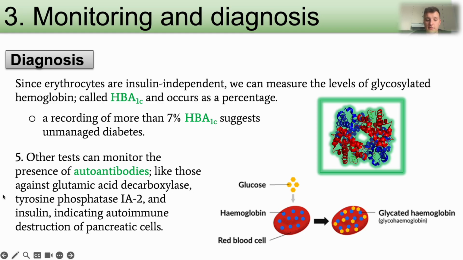Other tests can monitor the presence of autoantibodies, like those against glutamic acid decarboxylase, which is an enzyme, tyrosine phosphatase IA, and insulin. So if this is an autoimmune thing, then we can find these little antibodies that are bad and that are destroying the pancreatic cells. So if it's an autoimmune condition, then we would want to test antibodies.